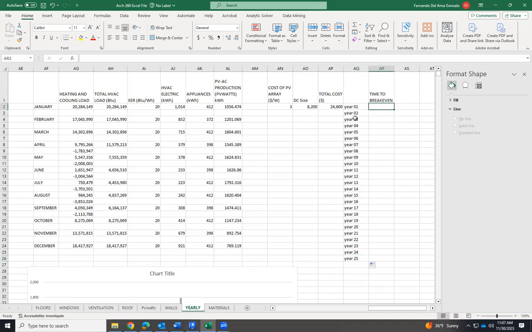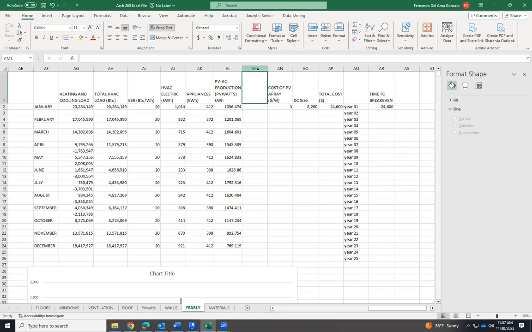So what's your balance on year one? On year one, your balance is negative. So you have a negative of this number. You pay upfront $24,600. So when do you start having positive numbers in this 25-year span? We have to find out, and that depends on the price of energy. So we have to include it here.